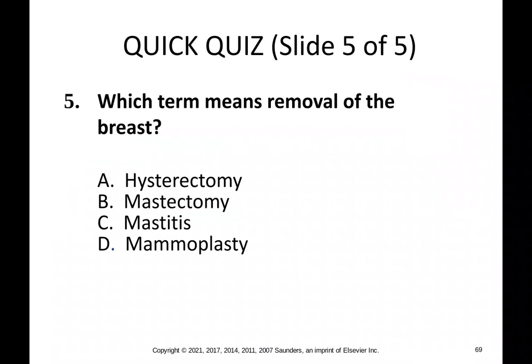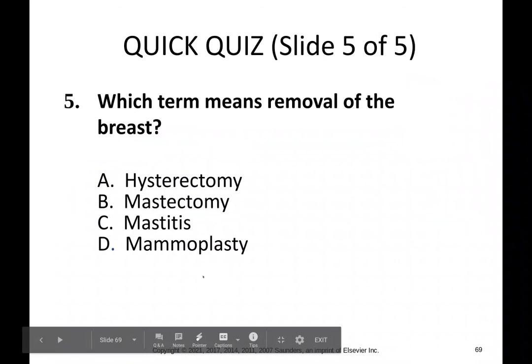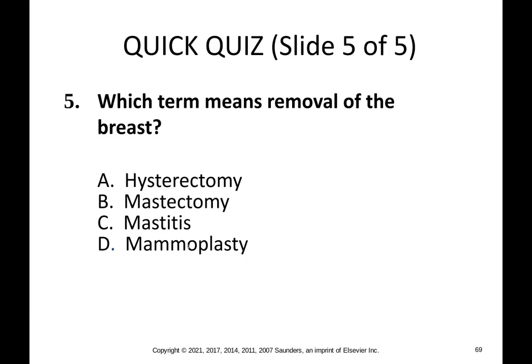Okay, which term means the removal of the breast? Mammoplasty. That mammo is breast, right? Plasty is surgical repair, so that's not it. Mastitis. Okay, we know itis means inflammation, so that's not it.